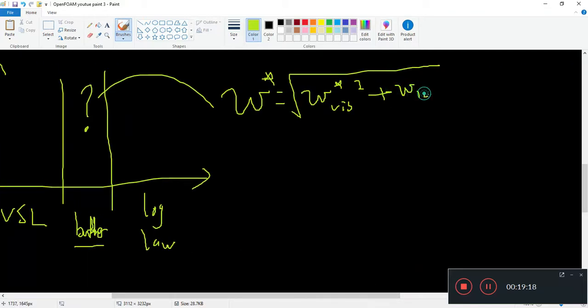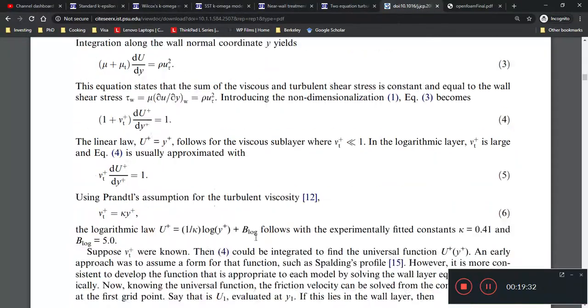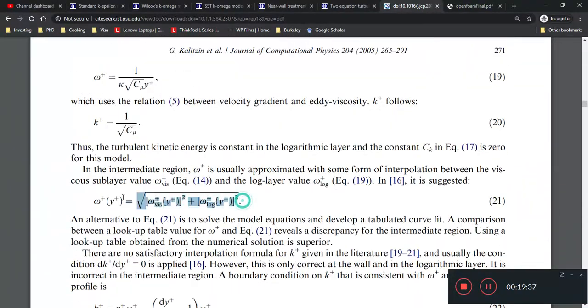Omega star in the log region squared. So they just have a root mean square of both of them, and that's why we have this expression over here.